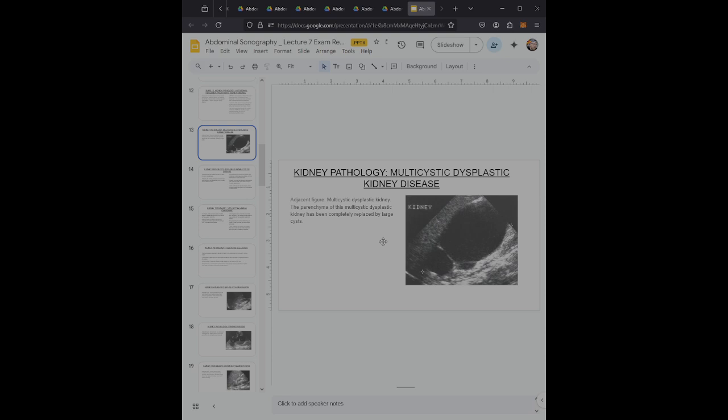Sonographic findings include a unilateral, smooth-walled, non-communicating series of cysts of varying sizes within the renal fossa, and compensatory hypertrophy of the contralateral kidney. So here we have multicystic dysplastic kidney disease, and we can see unilateral, smooth-walled, non-communicating cysts of varying sizes located within the renal fossa.